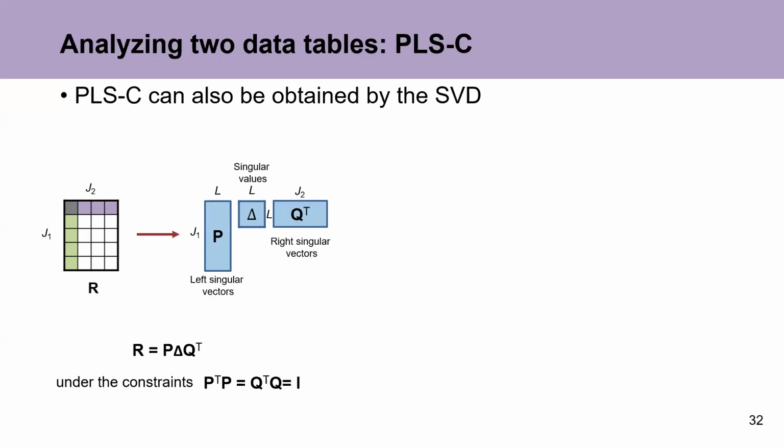Right, but remember how SVD is describing the rows and the columns in the singular vectors? Now my rows are variables of my first table, and my columns now become the variables of my second table.